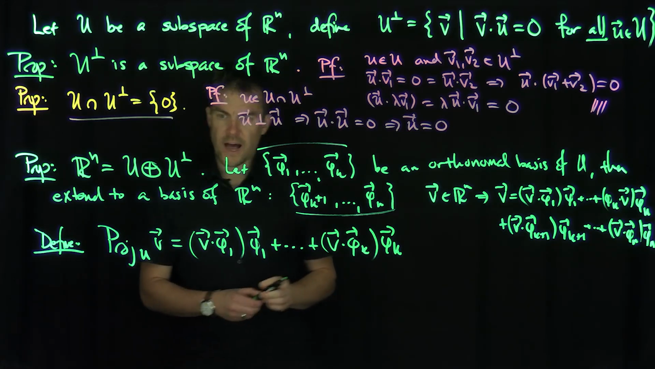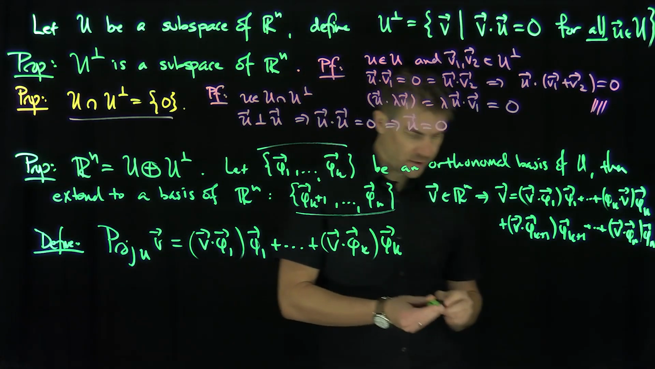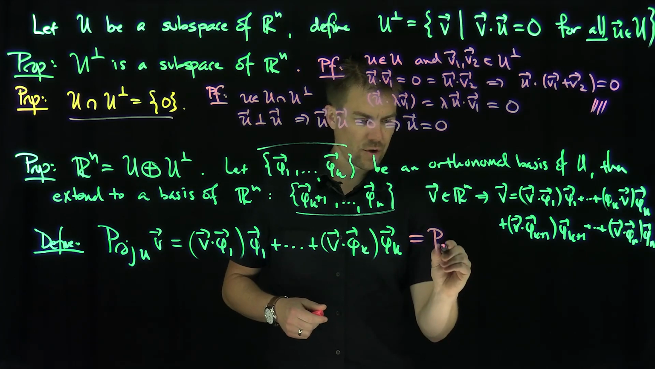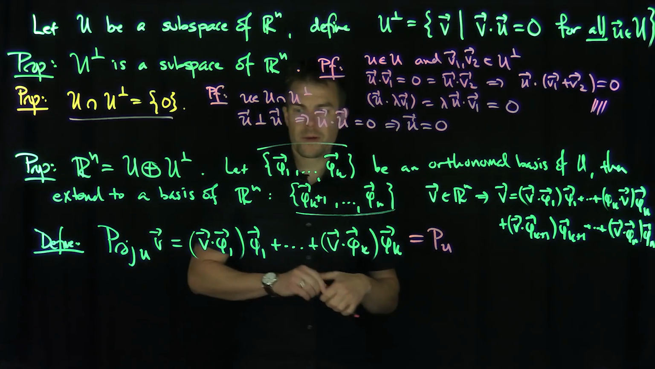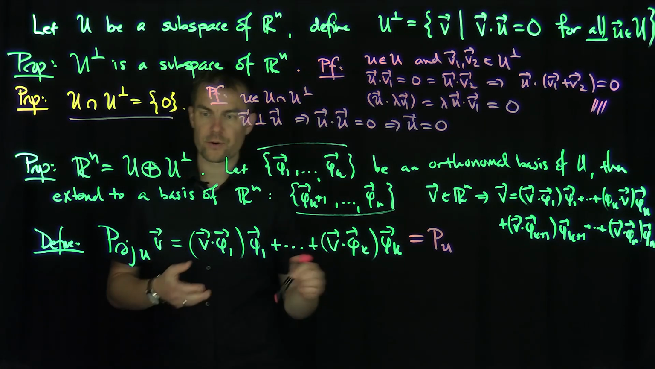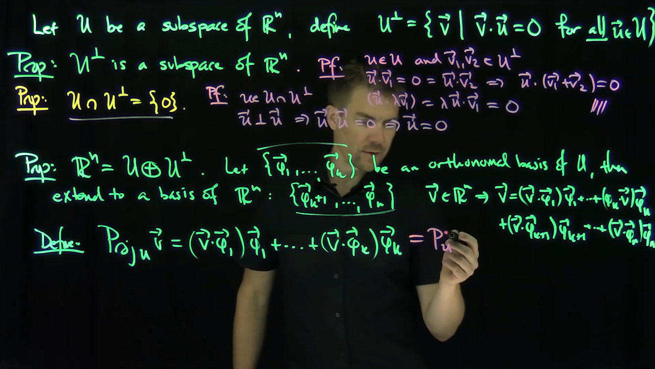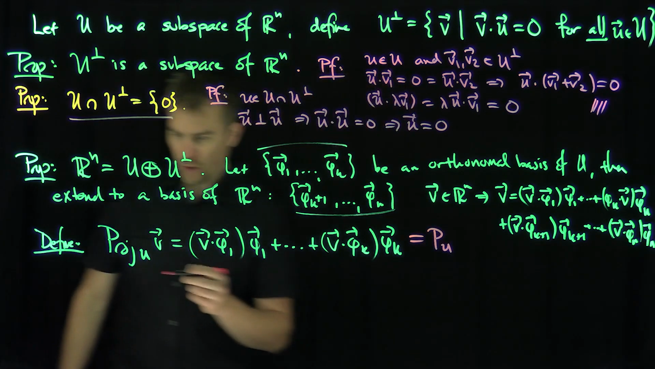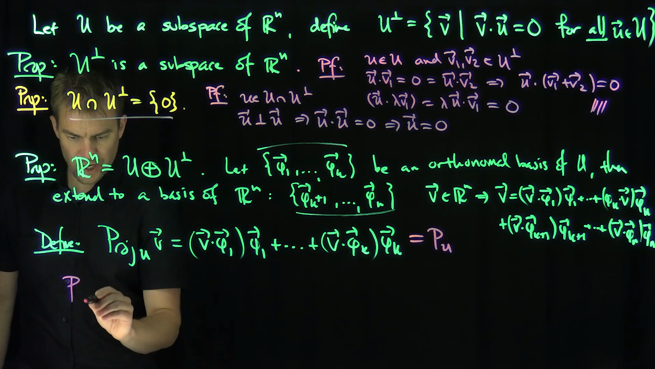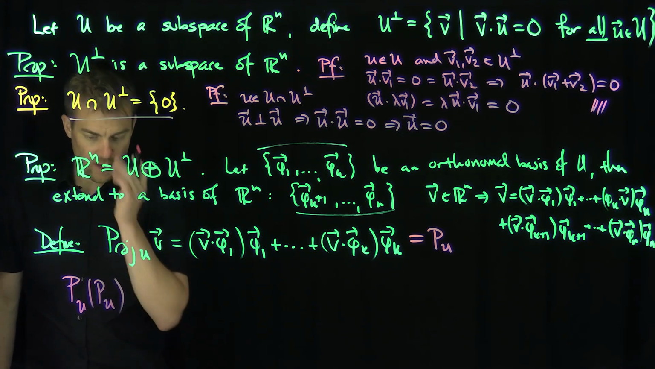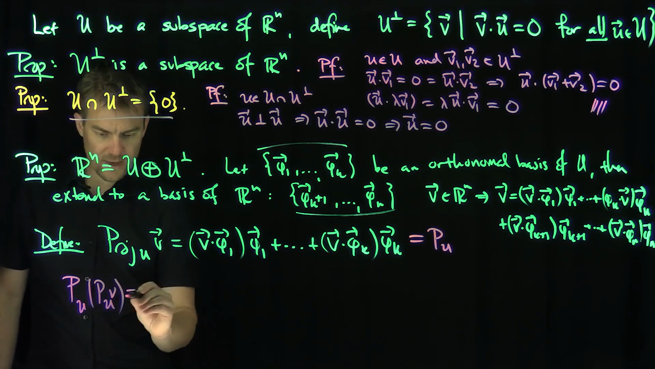Now I'm going to build some shorthand for this. Let's call this P sub U. And this is actually going to be a projection operator, because if I do this projection operator twice, what's going to happen? Let's see. If I do this projection operator twice, projection onto U of projection onto U of a vector V, what will that give us?